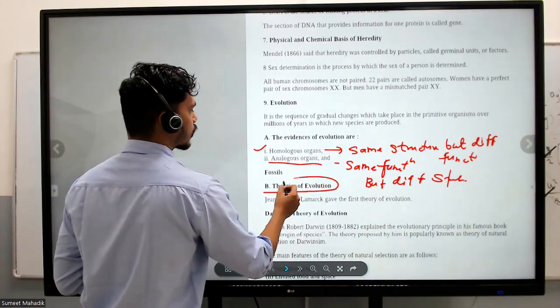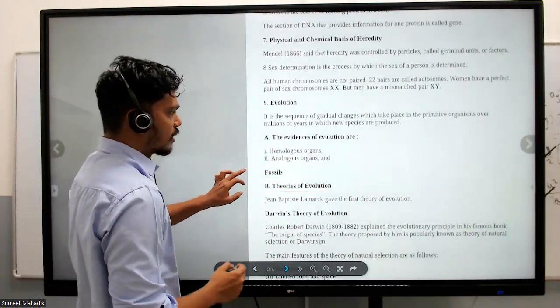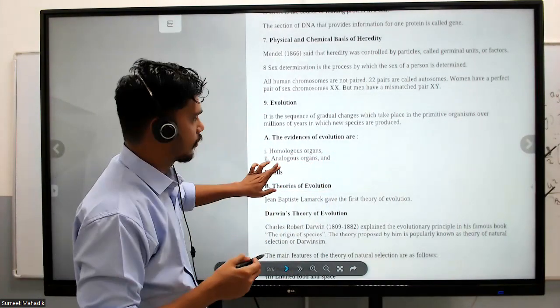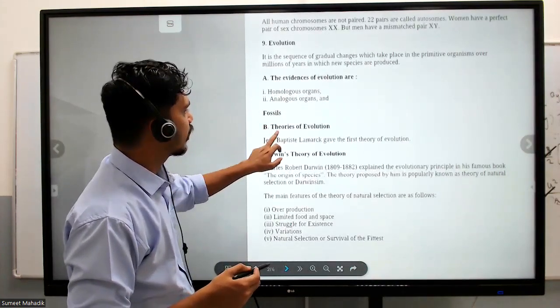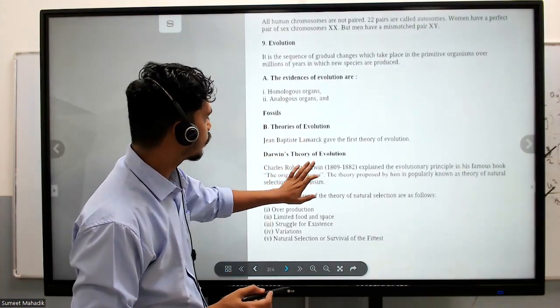So theory of evolution and fossils, we are going to study that. See, this is only the outline I'm going to tell you. Now I'm going to show you the PPT. So the theory of evolution is what? Darwin's theory of evolution is there.